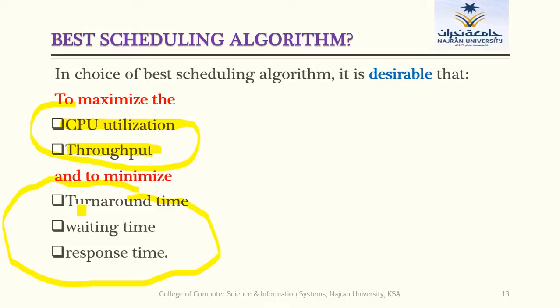Also turnaround time, as we discussed, is the time from submission to completion of a process. The algorithm which takes less time to complete a process is better. So it means we minimize waiting time. The algorithm which has less waiting time to complete a process is better.